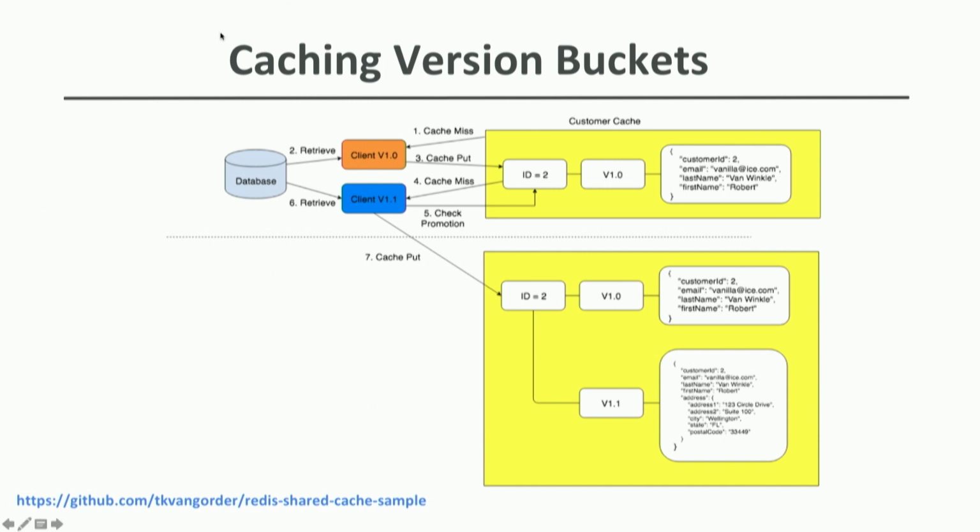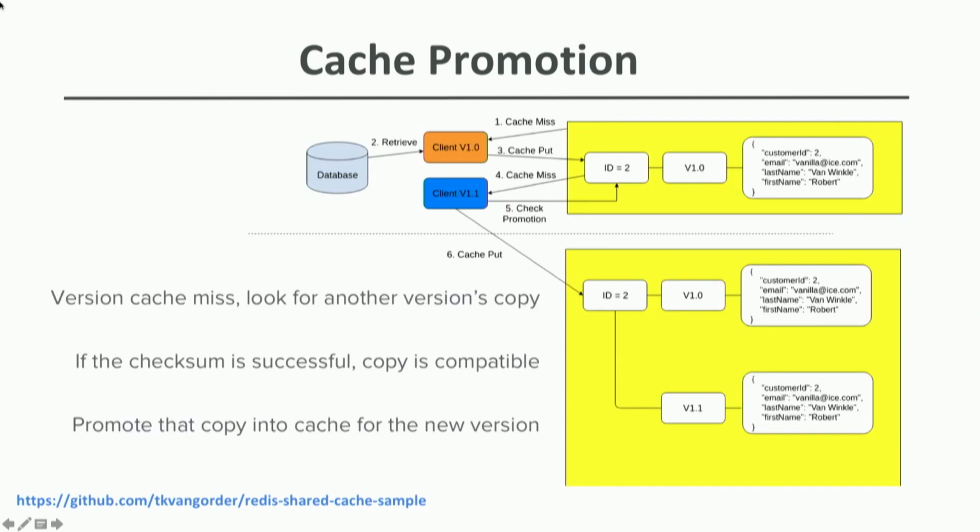And this is what it ends up looking like. So the customer ID is the top level key, and then version 1 and 1.1 are actually stored and they have their own copy. Cache promotion, that's kind of like how this works. Very similar. Version 1.1 comes along, it has a cache miss, it grabs version 1.0's version. Again, let's assume that the structure is the same. It is able to serialize it without any checks and failures. It goes ahead and just does a cache put into Redis, and we never hit our database. So that's that last thing that we just saw.